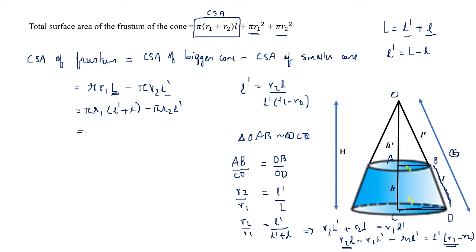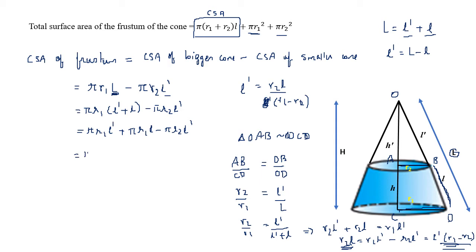Okay. Now sorry, there is a mistake I made here. We have got R2 L equal to L prime into R1 minus R2. So L prime equals R2 L upon R1 minus R2. So open the bracket and you get pi R1 L prime plus pi R1 L minus pi R2 L prime.